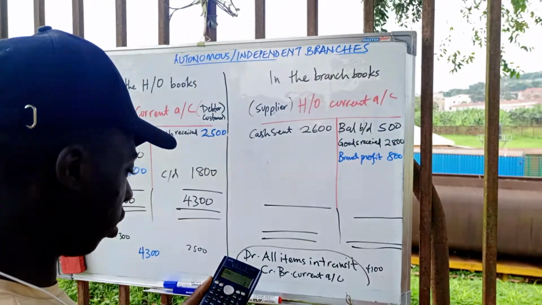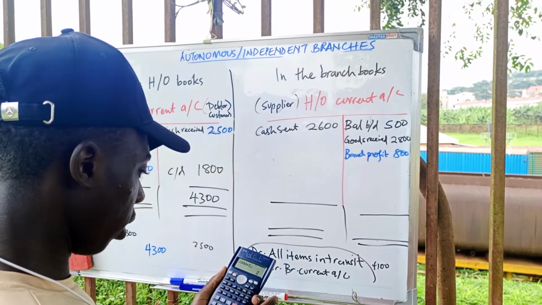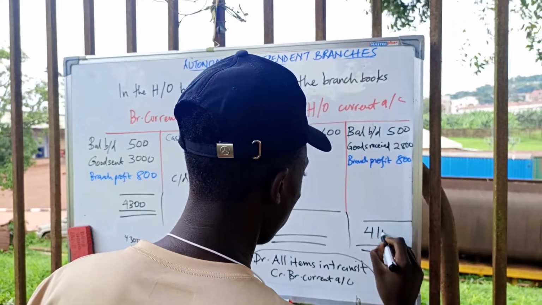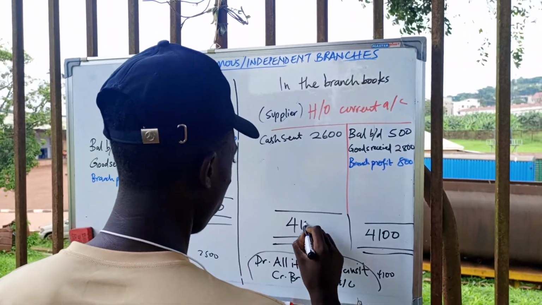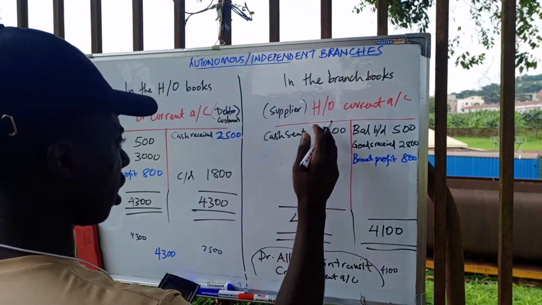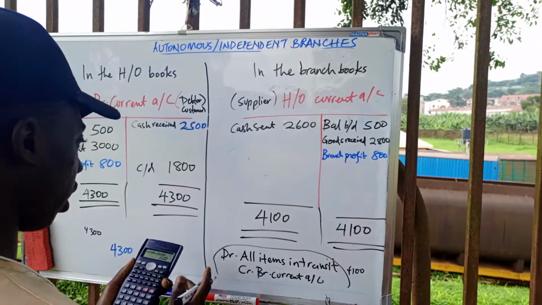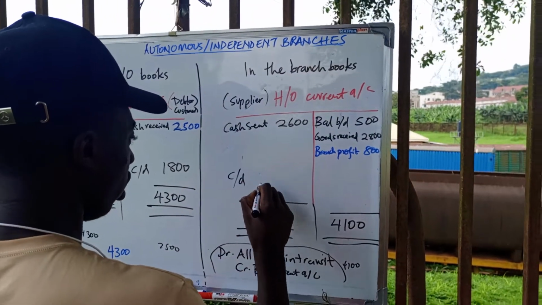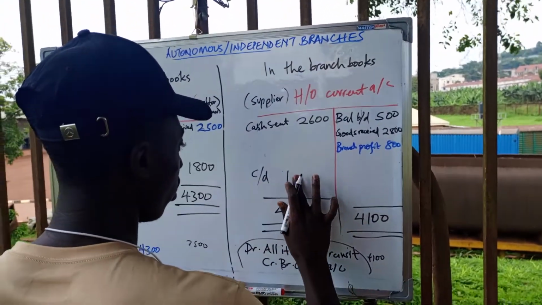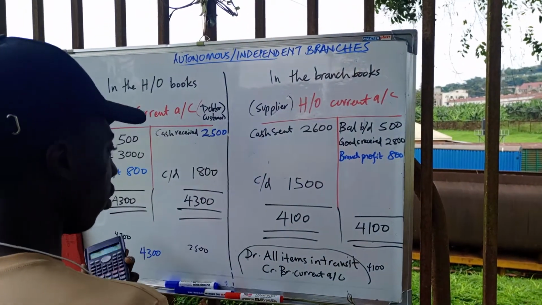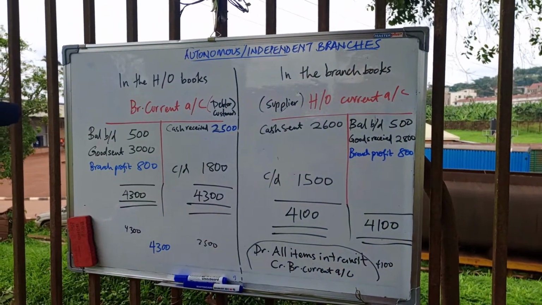So 2,800 plus 500 plus 800. This side you get 4,100, and what is it to balance off? So this minus this, 4,100 minus 2,600, I get 1,000. My carry down this side is 1,500. So you are seeing that at the end of the day, these closing balances are not the same.